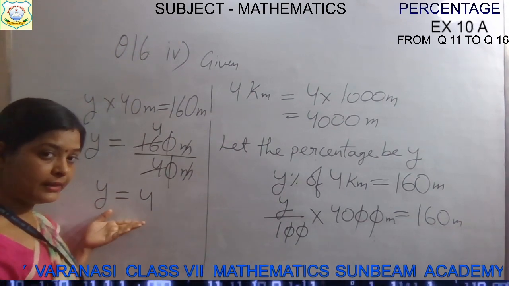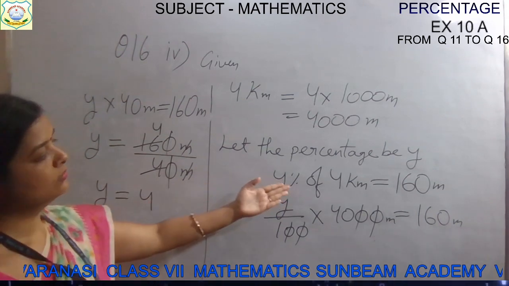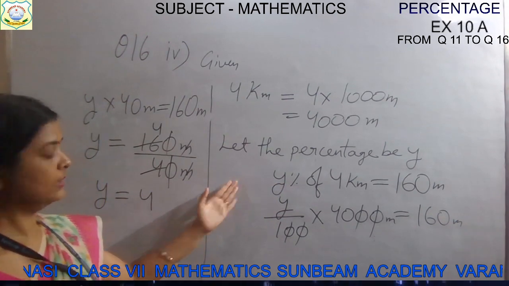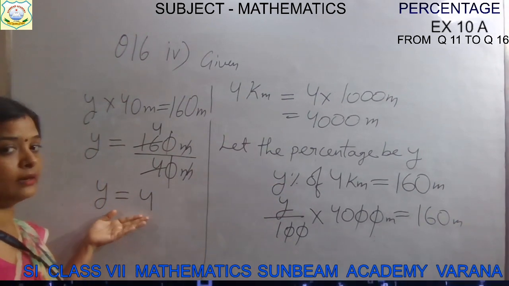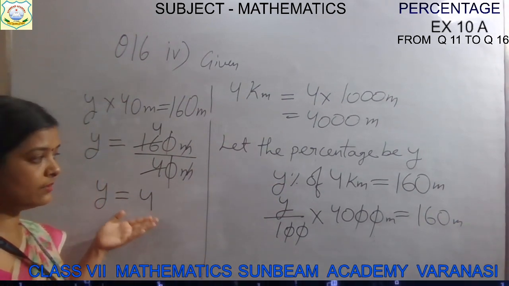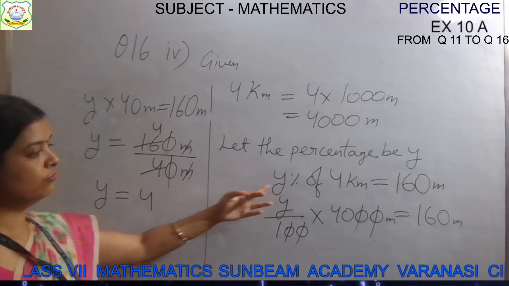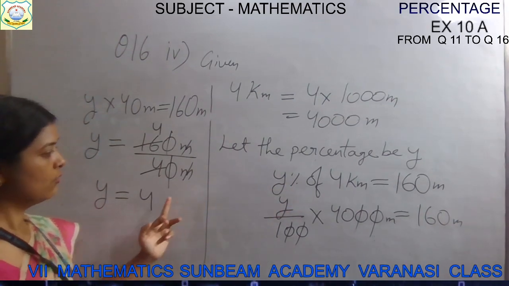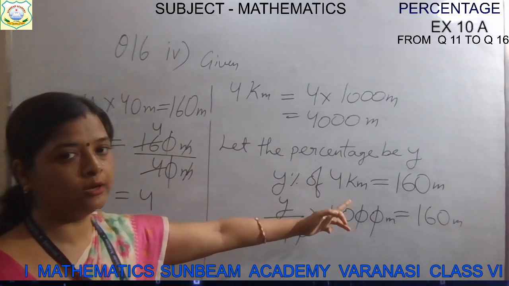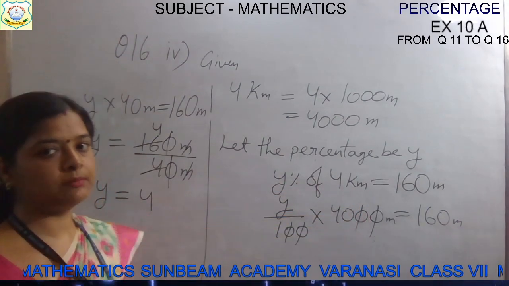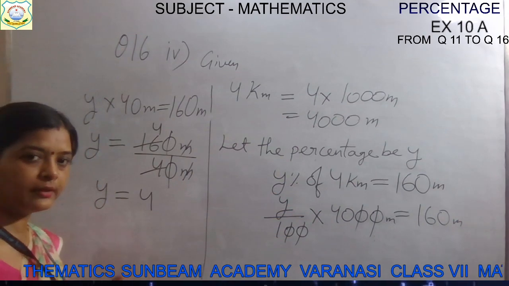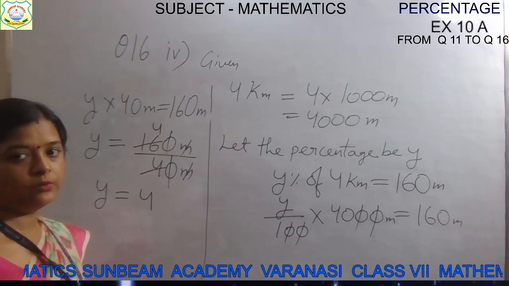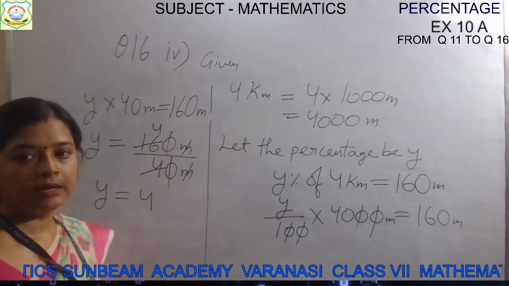After writing y is equal to 4, you will write, children, hence, y percentage means, what is y? 4. Hence, 4% of 4 kilometer is 160 meter. This you will write as a concluding answer. Clear? Now, let's move ahead with the next question.